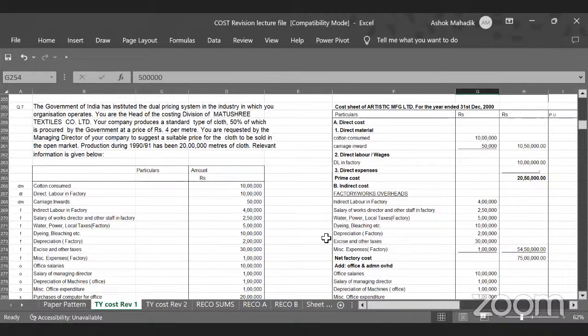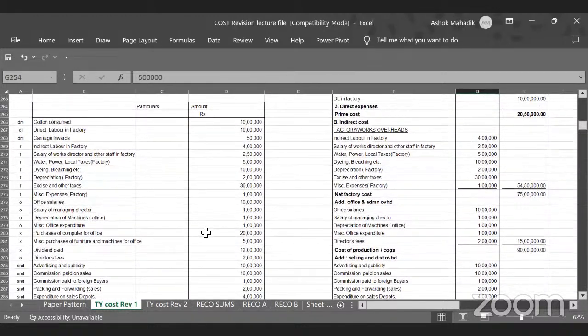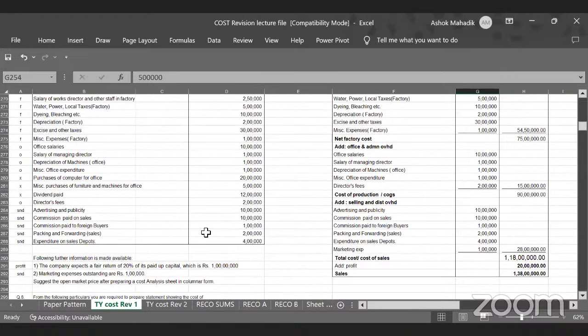Okay. You are requested by the managing director of the company to suggest a suitable price for the cloth to be sold in the open market. Production during the year was 20 lakh meters of cloth. So 10 lakh meters will be sold to government. Relevant information is given below. Okay. So we have to calculate at what price we can sell it to the open market customers. Okay. So for that we need to make a cost sheet first. So use the data given. Okay, and prepare a cost sheet.